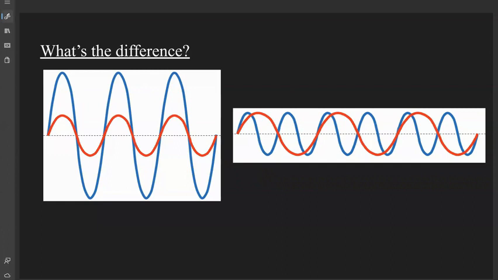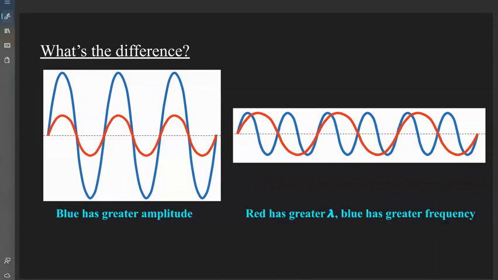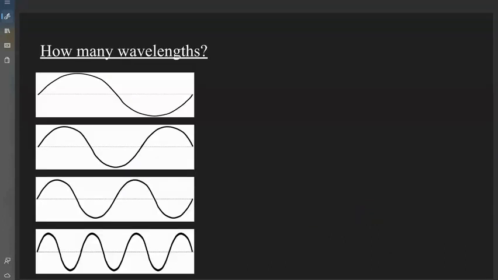And on the left, the blue wave has a greater amplitude. The red wave on the right has a greater wavelength. But on the right, a greater wavelength means a smaller frequency. If it's longer, it happens less often. So just remember that those are inverse of each other.